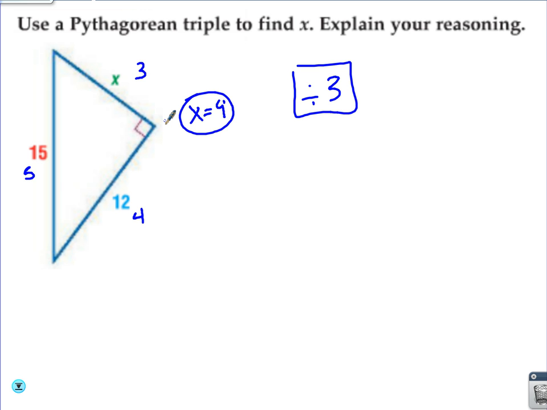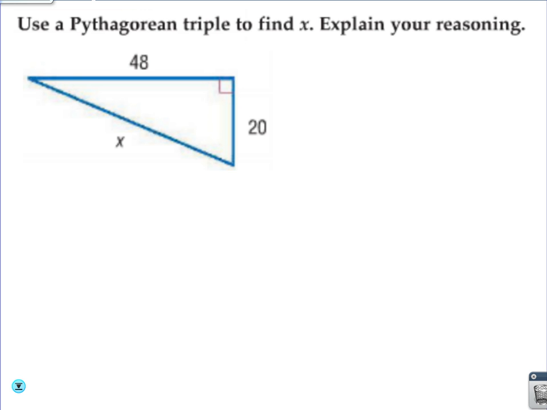Again, I pretty much shrunk the triangle down. It's 4 and 5, so the missing leg, if it was 4 and 5, would be 3. It's not 4 and 5. It's 12, 15, which are multiples of 4 and 5, times 3. So take your 3, multiply it by 3, and you get that missing value would be 9. Let's do another one. 48, 20. So here I've reduced that. What can I divide 48 and 20 by?